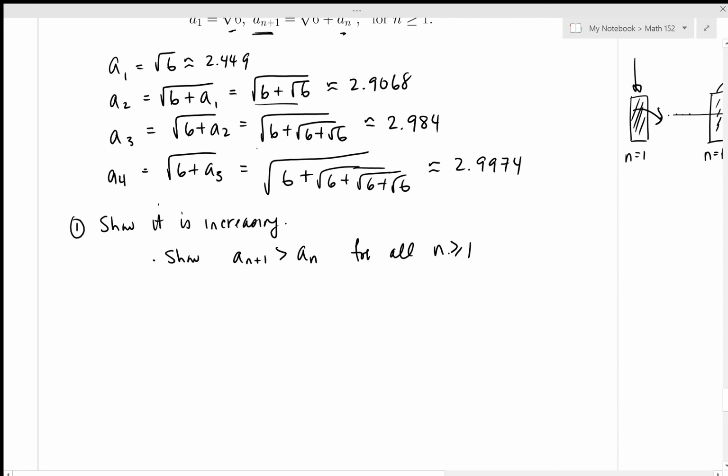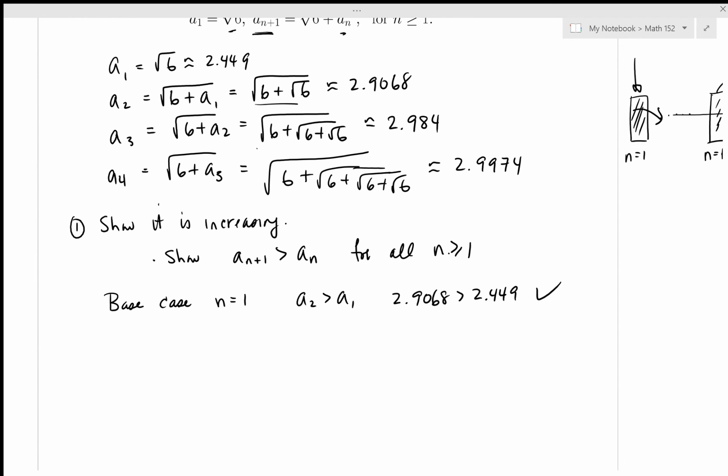Okay, so we take a look at the base case, that is n equals 1, and that would mean a_2 is greater than a_1. This is true. We already calculated it: a_2 is 2.9068, and that is greater than a_1, which is 2.449. So it is true in the base case when n equals 1: a_2 is bigger than a_1.